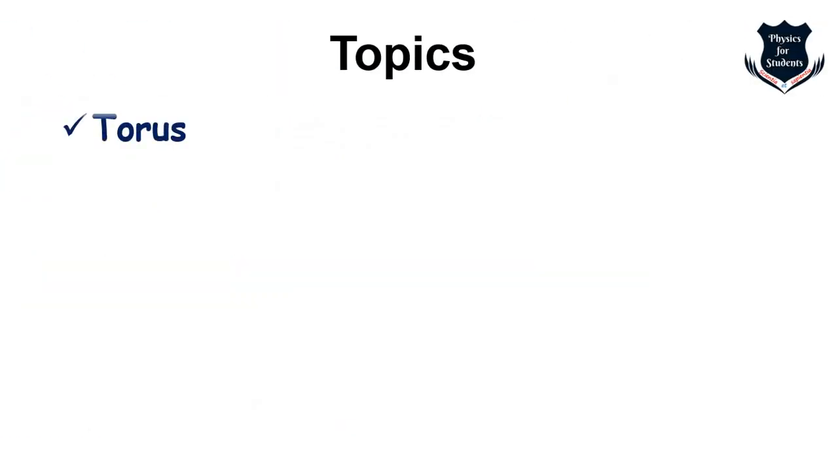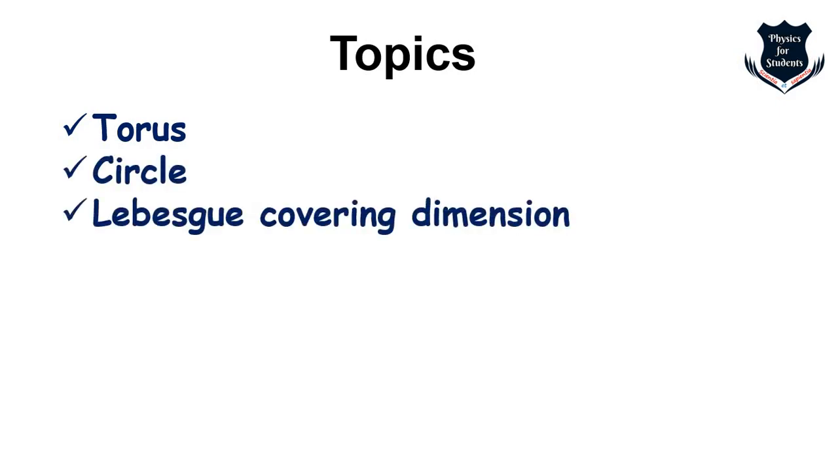Okay, so the topic for this video particularly is: is the torus homeomorphic to the circle? We would first like to know what a torus is, then we would see what a circle is, and we are going to explain something called the Lebesgue covering dimension, and what the proof is for this particular question. It would be a very short video in which I would try to explain the basic reason, and I would like to stick to it as simple and as basic as I can.